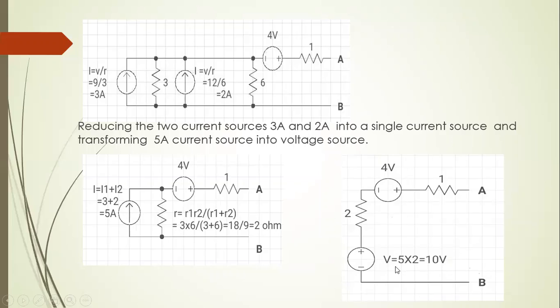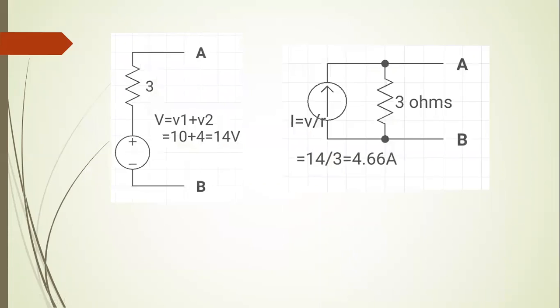V is equal to IR. I here is 5 and the resistor is 2. 5 into 2 is 10 volts. So the resistor is connected as such, and again this part is in series with the 4 volts and 1 ohm. Two voltage sources have been connected in series. We know V is equal to V1 plus V2 if voltage sources are connected in series. V1 was 10, V2 was 4, so 10 plus 4 is nothing but 14. The 3 ohm resistor is connected in series with it.